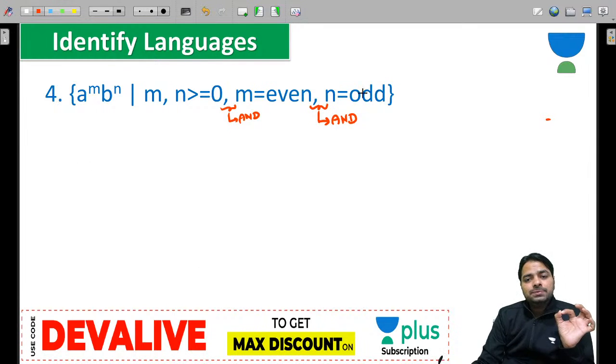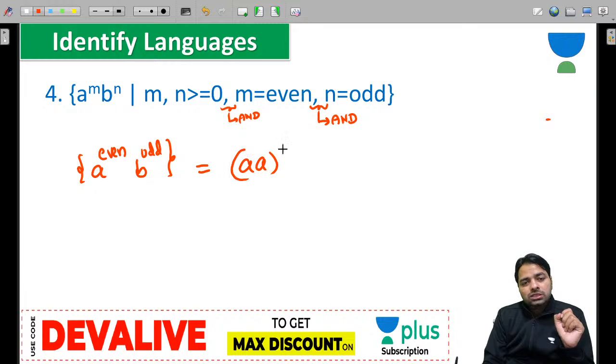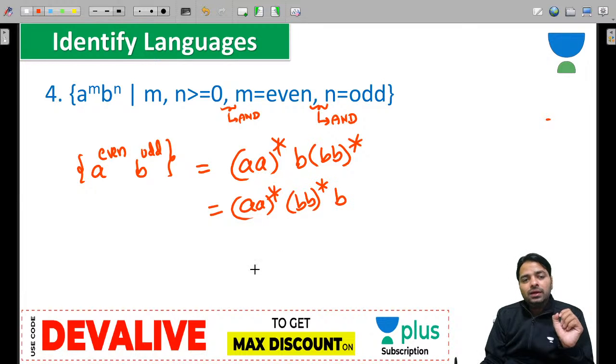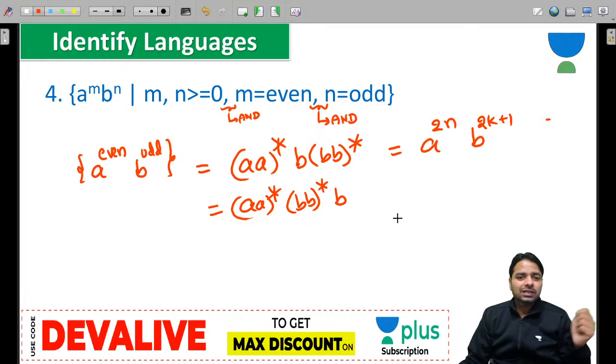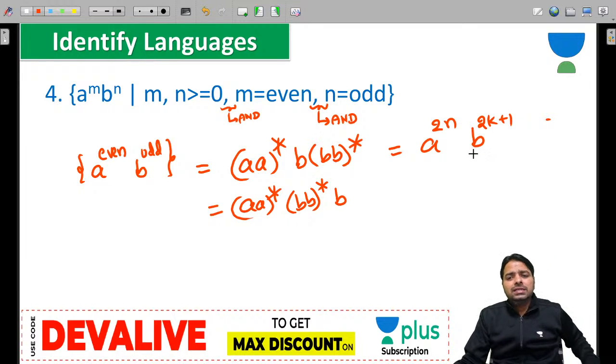So you are trying to say this problem is the same as A power even and B power odd. That is the meaning. It means (AA)* followed by an odd number of B's. You can write it like this, or for even it is the same, no change, but odd you can also write (BB)*B. And this is basically the same as A power 2n, B power 2k plus 1, where n and k are free. Clear this point, guys? This is odd, this is even.